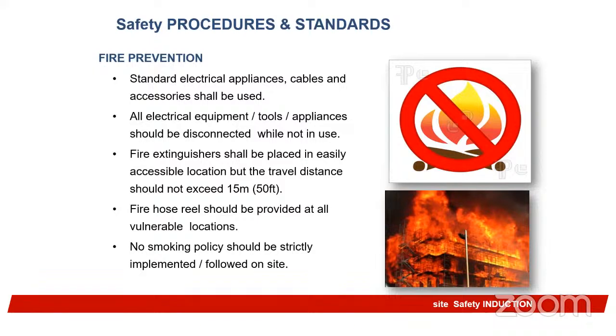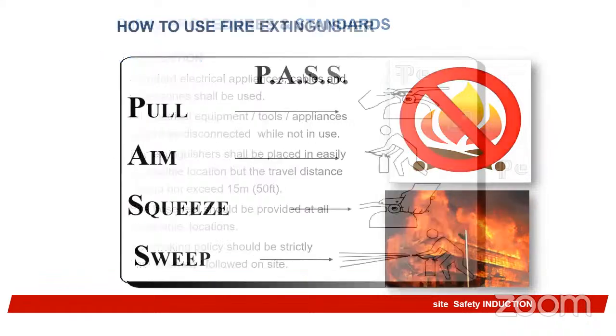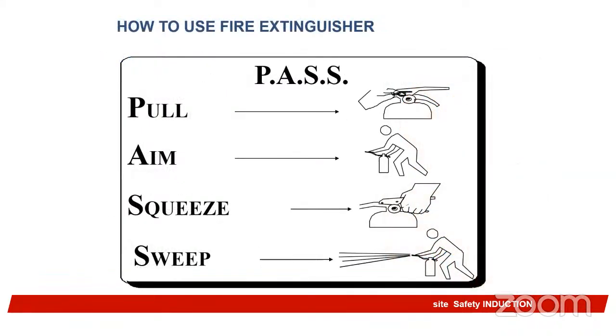Then you talk about the fire extinguishers, where you place them, and how you have planned to use them. If you're not trained to use the fire extinguisher, you should move to the muster point and obey the no smoking policy. Then you talk about the rules: pull, aim, squeeze, sweep. Most of us, we know this already when using a fire extinguisher.